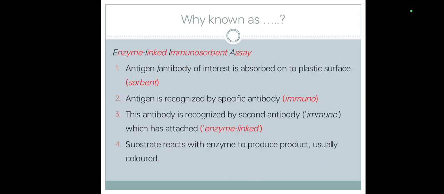Why known as enzyme-linked immunosorbent assay? Antigen or antibody of interest is absorbed onto a plastic surface, that's why it is called sorbent. Antigen is recognized by a specific antibody, that's why it is immuno. This antibody is recognized by a secondary antibody, which has an attached enzyme, hence enzyme linked. Substrate reacts with the enzyme to produce a product, usually colored.